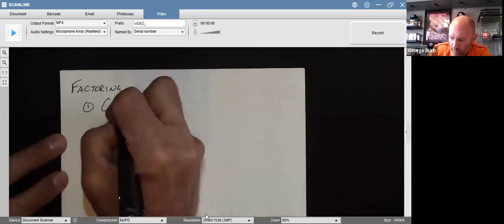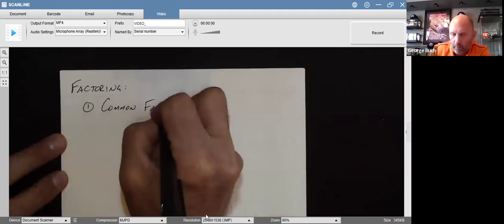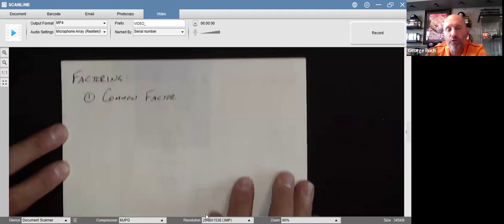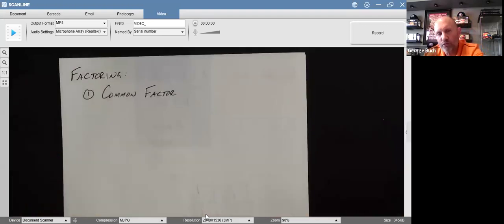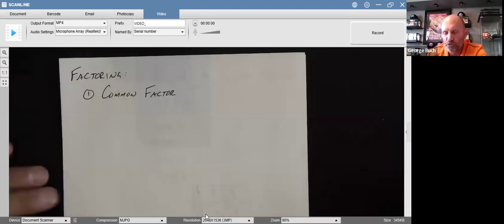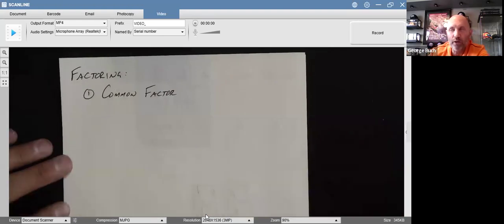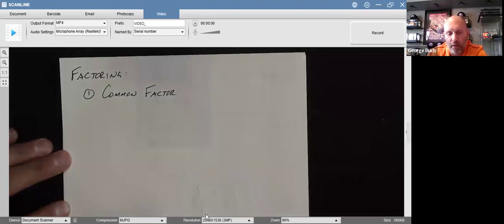So the first type is just a common factor. So maybe all we can take out is a 2, or maybe all we can take out is an x, or maybe an x squared, something like that. Or it could even be like a 2x or a 2x squared. But that's it. We can just take one factor out of every piece of the polynomial.